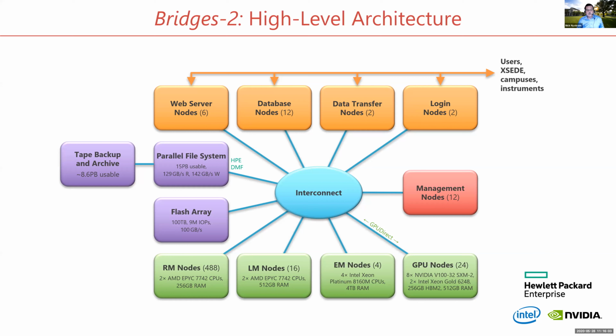The high-level cartoon of what the system looks like is here. Like Bridges-1, there's a central interconnect that brings everything together at full speed. This, in this case, as I said, is now Mellanox HDR 200. It doubles the bandwidth. That connects everything. It connects to compute nodes, regular memory, large memory, extreme memory, and GPU nodes. They're down here in green.